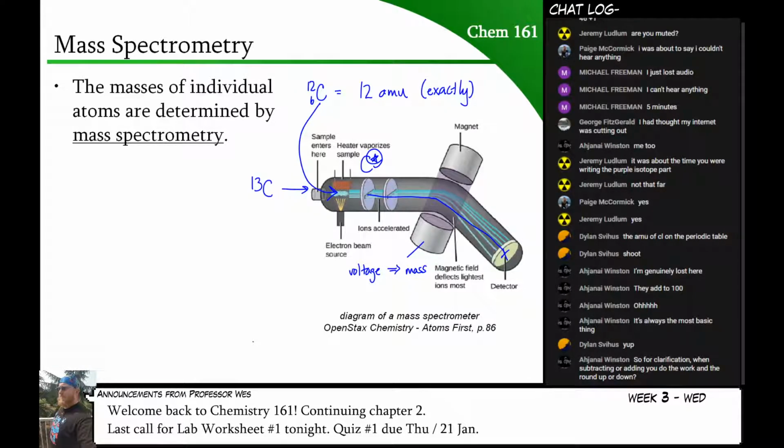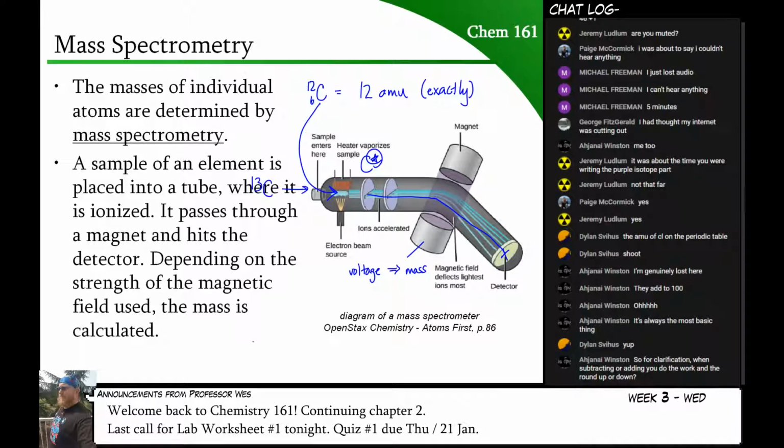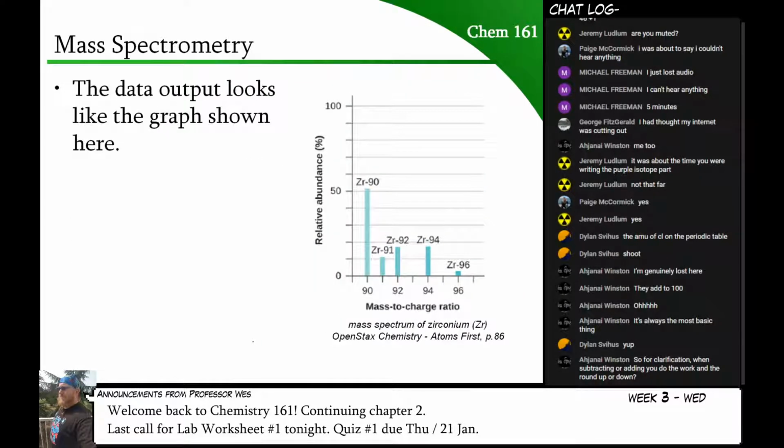If I put in other samples, they're not going to be 100%. And we can compare the intensity on a graph. So it would look like this. This is zirconium. Zirconium has 5 stable isotopes. And on the graph, you can see that for each mass that has a stable isotope, a relative abundance was detected.